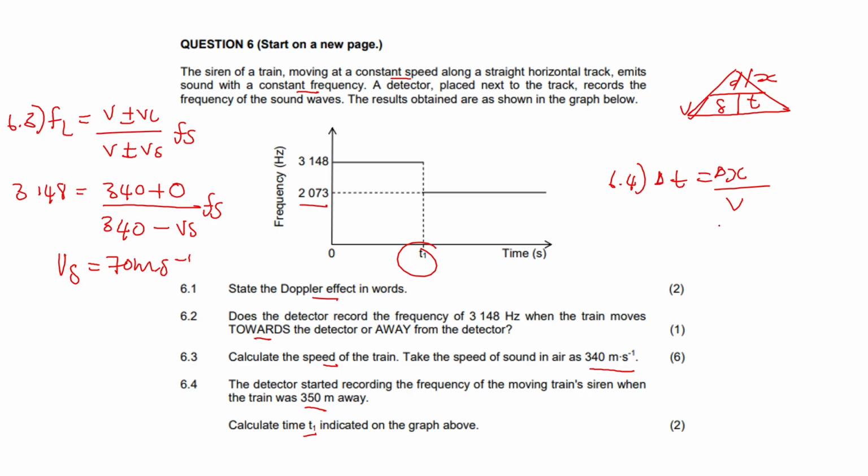All right. So they have given us the distance, which is 350 meters. We have now calculated the speed of the train, which is 70 right there. So now 350 divided by 70, jot it into the calculator, and you get t1 to be 5 seconds.